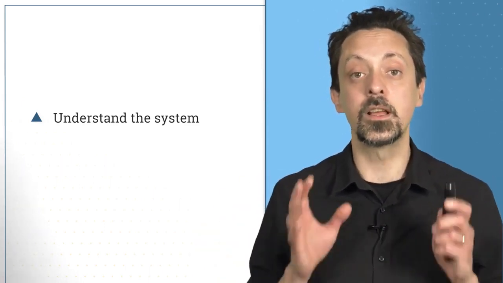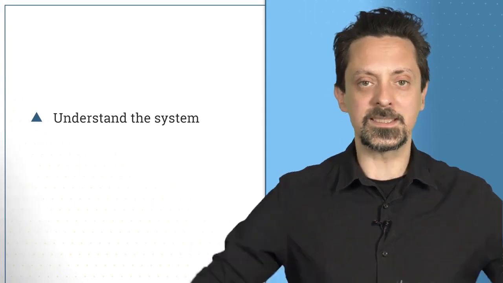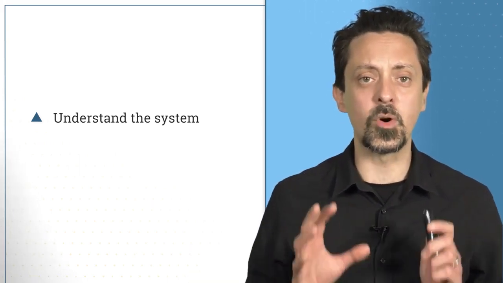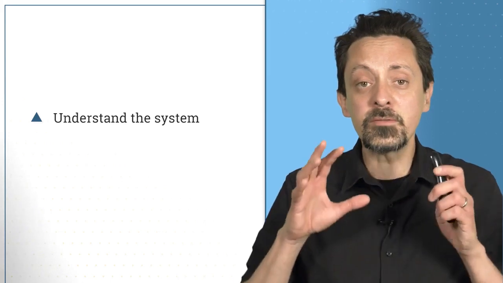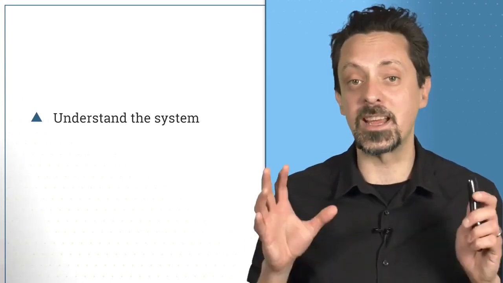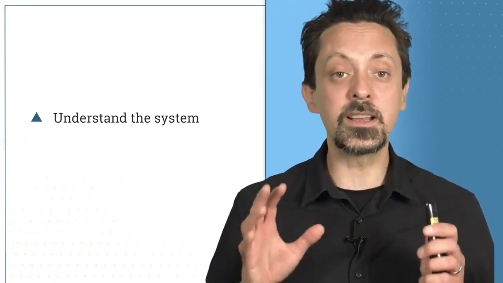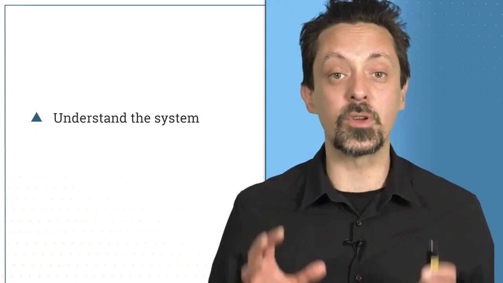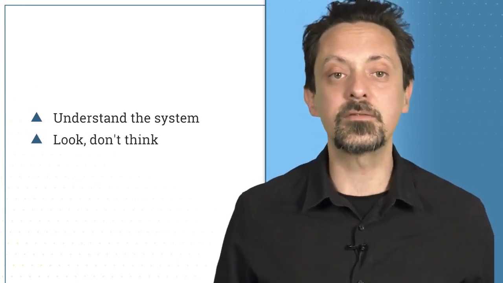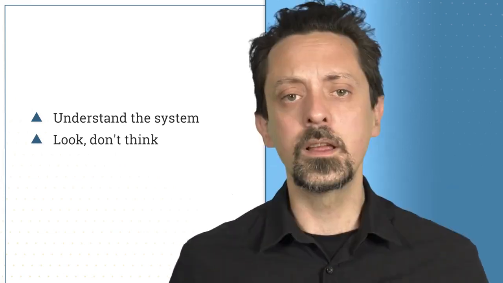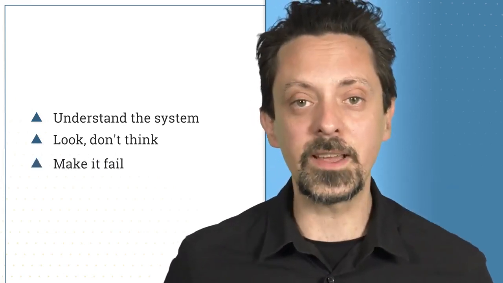The second rule is look, don't think. It's easy to come up with a lot of theories about what might be going wrong, but they might be wrong or completely unconnected to what's really happening. You can only really understand a problem by looking carefully at what the computer is doing, gathering as much information as you can. The next rule is make it fail.